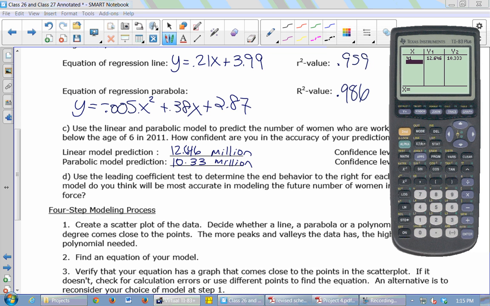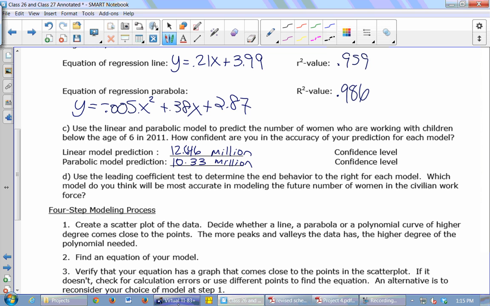Pretty big difference. How confident are you in your prediction using the linear model? Not as confident? Why not? Yeah, it seemed to be slowing down. The growth was slowing down. Can you give me a percentage? 95%? Where'd you get that?